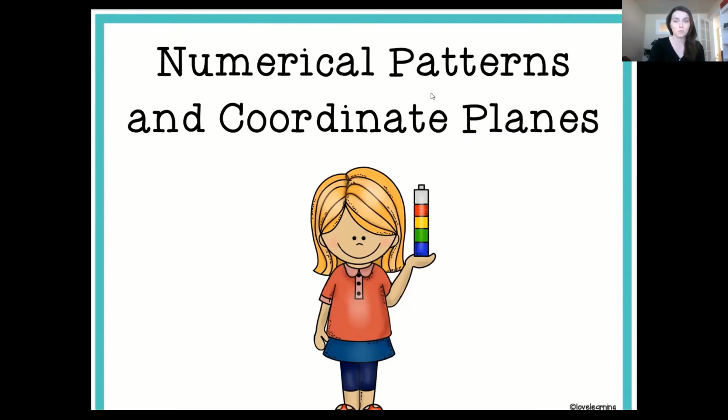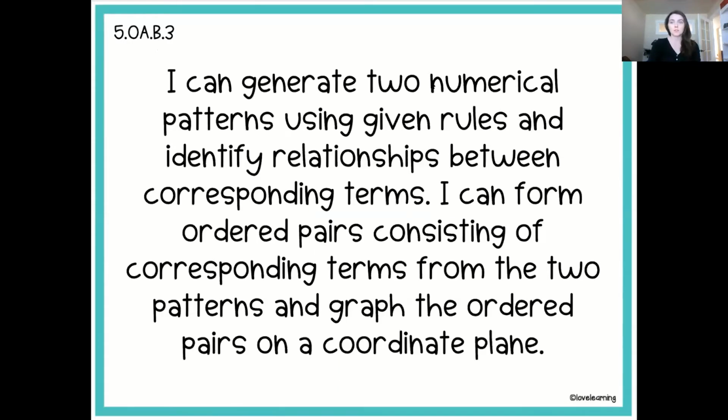All right, so our learning target for today is I can generate two numerical patterns using given rules and identify relationships between corresponding terms. So that's the table part of this. That means that when we are looking at a table, you can look at the patterns going on between the numbers and determine what rule is happening. And the rule can be as simple as add 1 each time or multiply by 2 each time. It doesn't have to be tricky, all right?